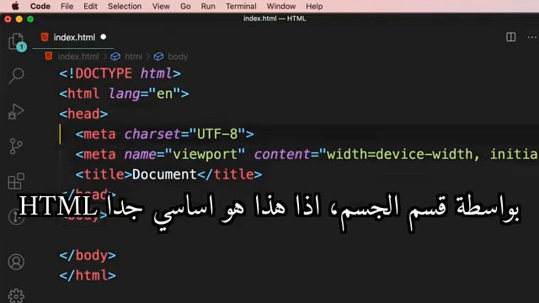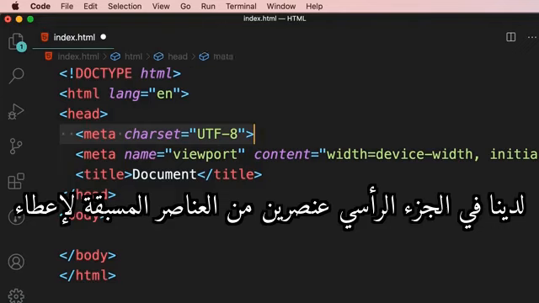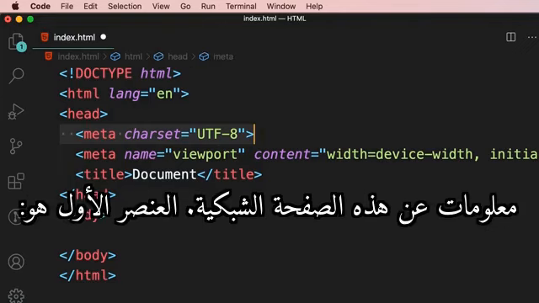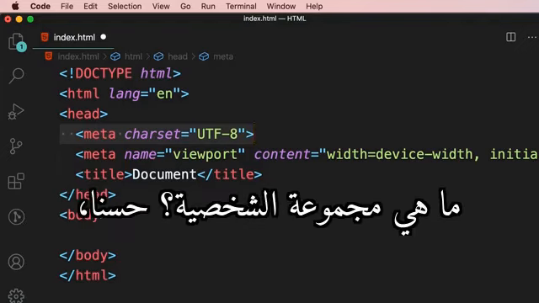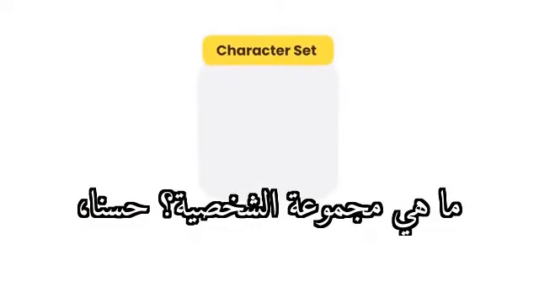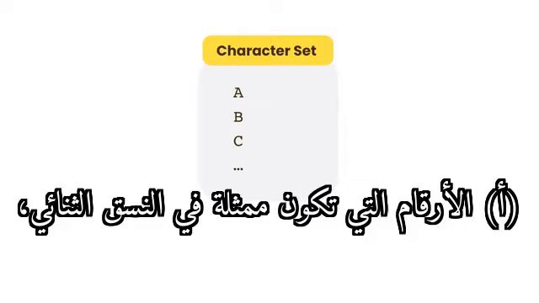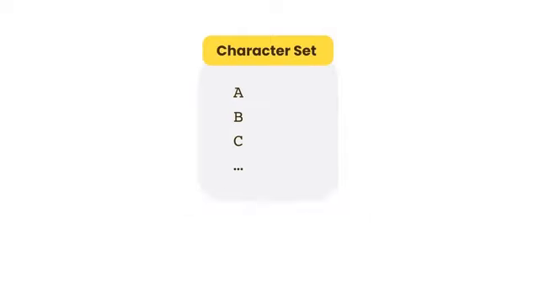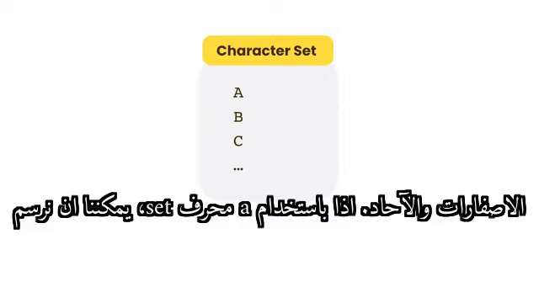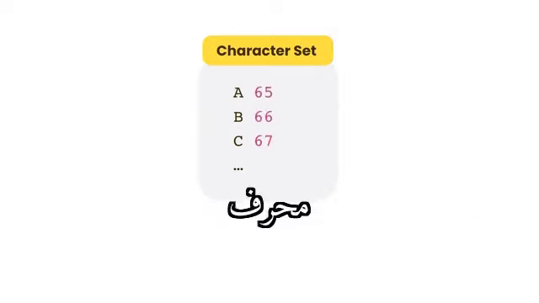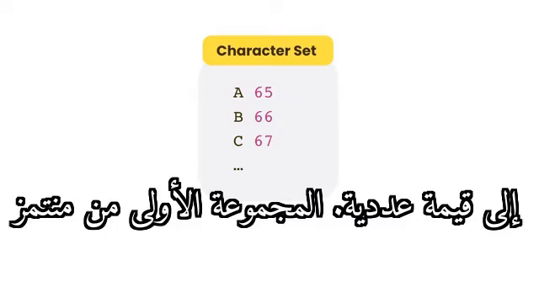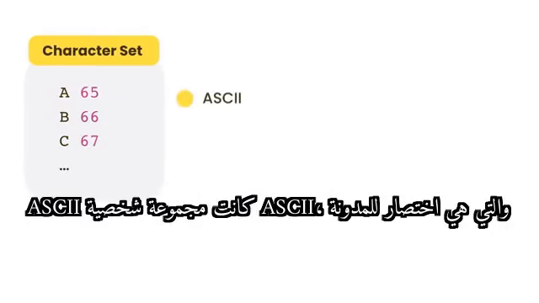The first meta element is for defining the character set. What is a character set? Well, computers don't understand characters like A, B, C, and so on. They only understand numbers which are represented in the binary format, zeros and ones. So using a character set, we can map a character to a numeric value. The first character set that was designed was the ASCII character set, which is short for American Standard Code for Information Interchange. ASCII can only represent the characters in the English language, so it's very limited.